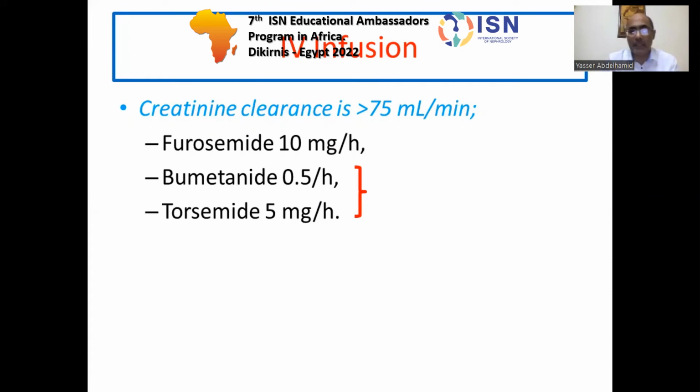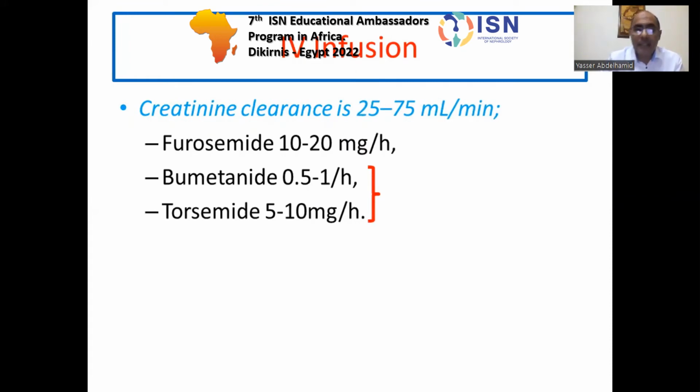and torsemide 5. If this decreases by 50, you need double the dose to attain the same effect. Higher doses are needed with impairment of kidney function, with impairment of GFR, as it is filtered, and with impairment of filtration, we need a higher dose to attain the same effect.